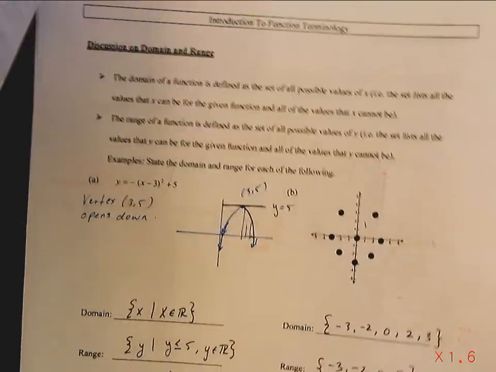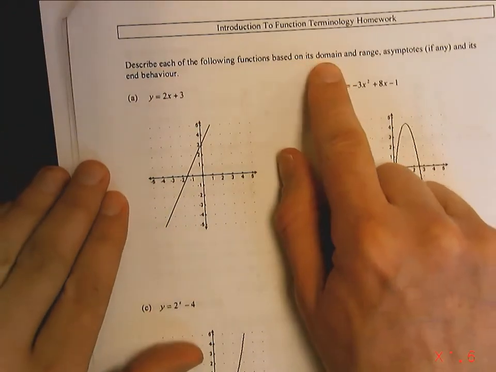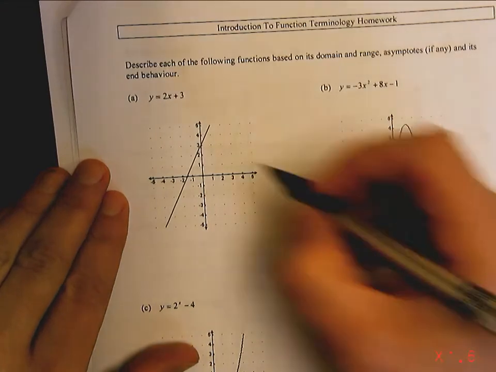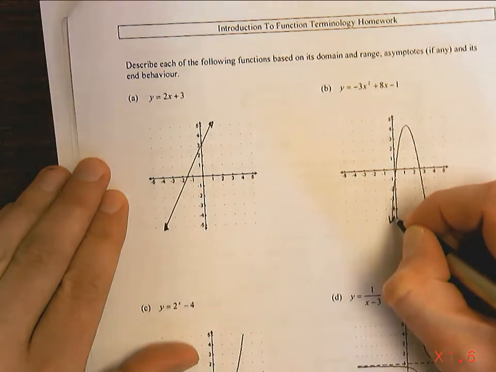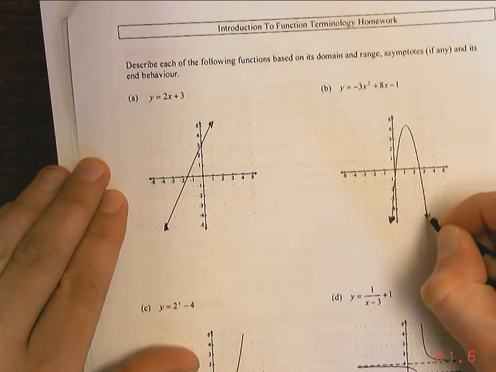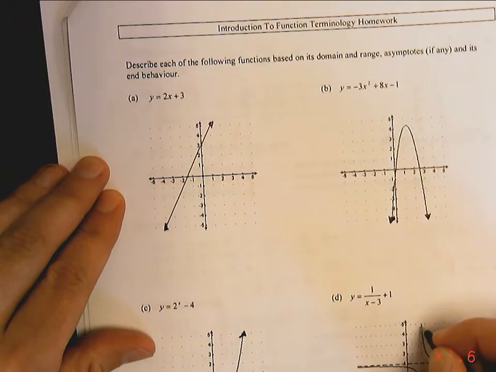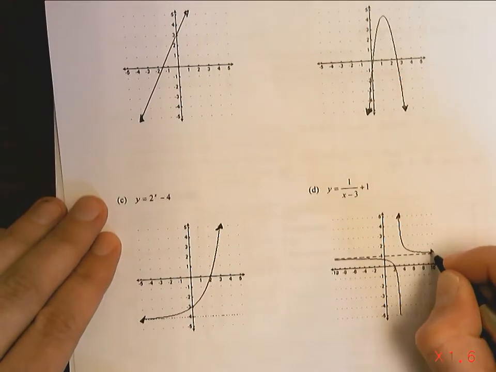There you go. So what you're going to do is you're going to describe each of the following functions based on its domain, range, and asymptotes, if any. So remember that all of these have arrows on the end, please. So these functions, okay, all of these have arrows. Can you see what I'm doing? I'm putting arrows on them.